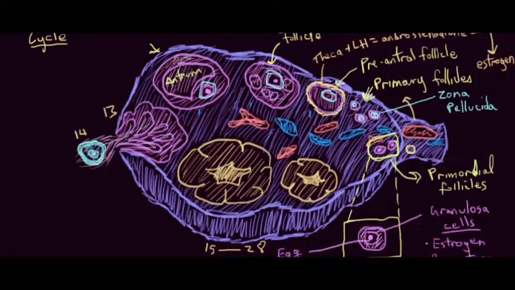You're getting a lot of these happening at one time, but only one of the biggest ones is the one that eventually gets ovulated, because you only ovulate one egg every 28 days. And that one that gets ovulated is called the dominant follicle. So let's just say that what we're seeing here is an example of the dominant follicle's development.